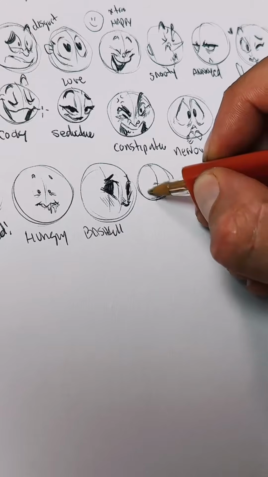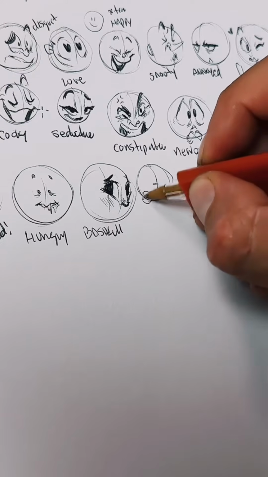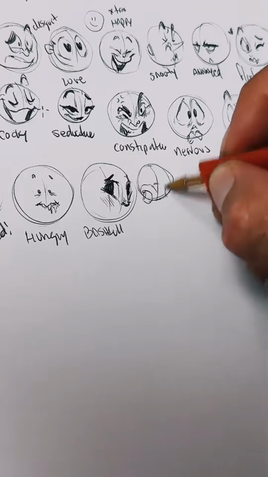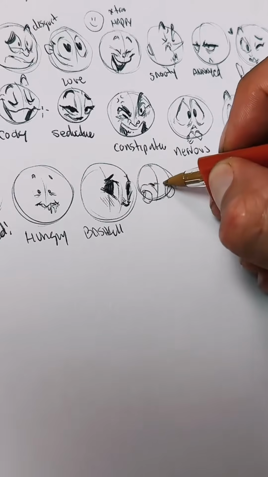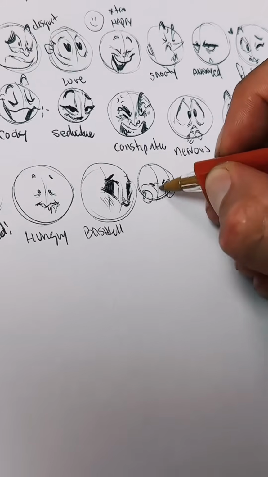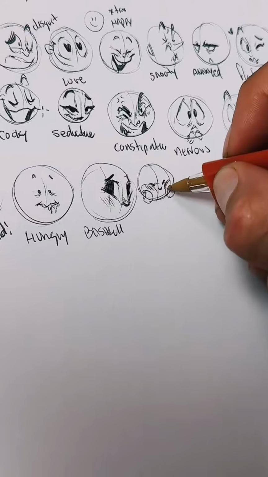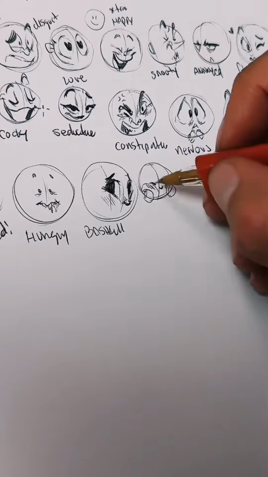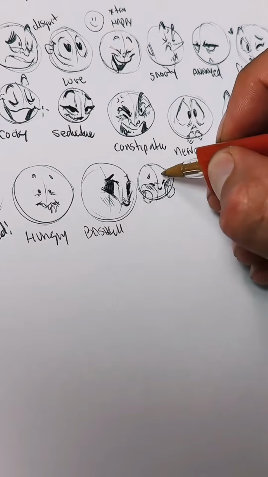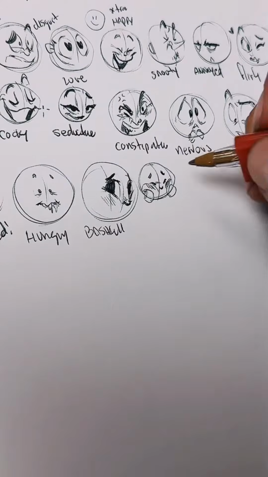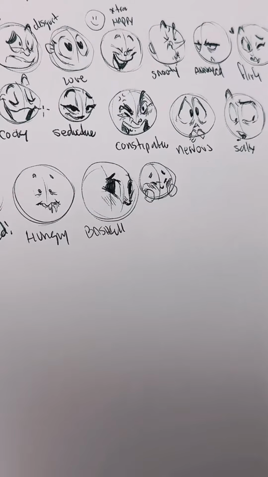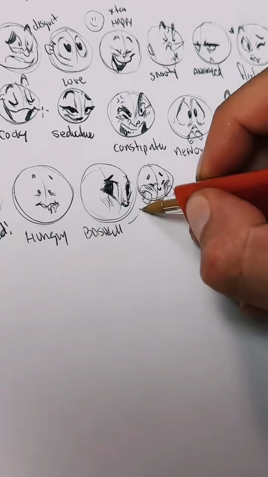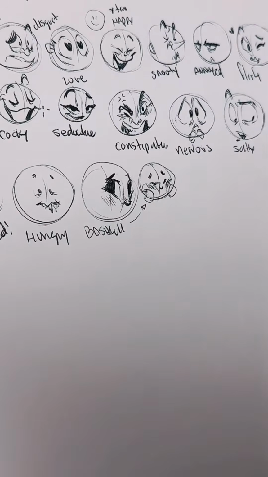How do you make bashful without hand expressions? If I had hands, I would just push his cheeks up, and then it would be like, oh, right? With hands, I can do that. Without hands, it's a little bit more difficult. So, bashful.